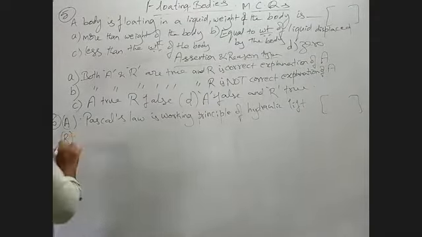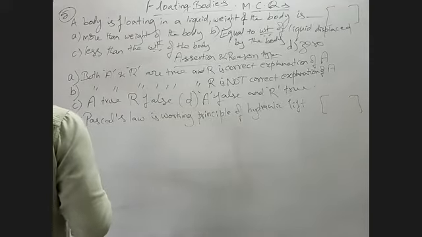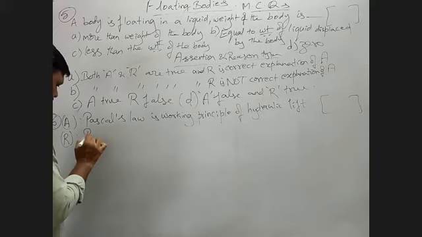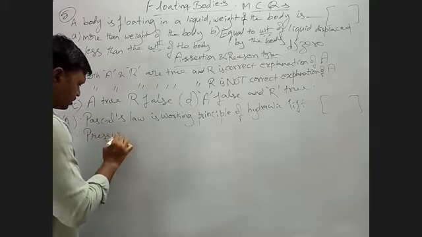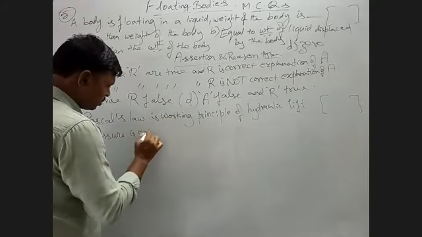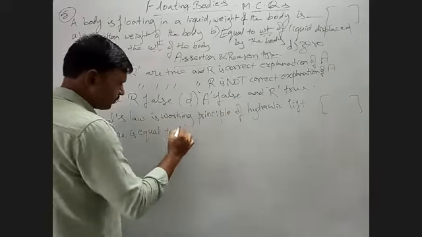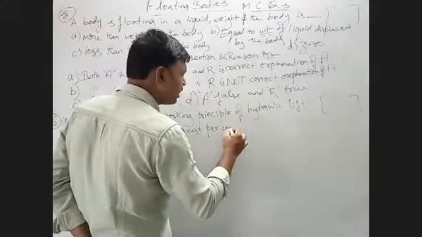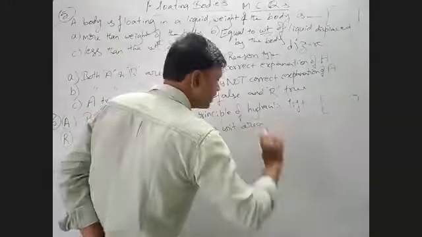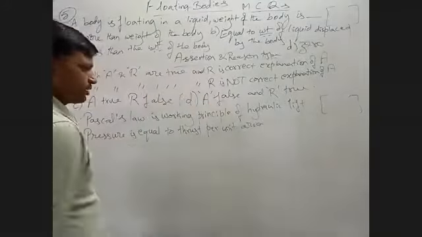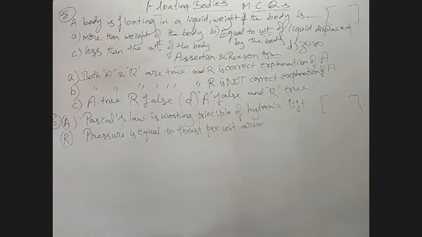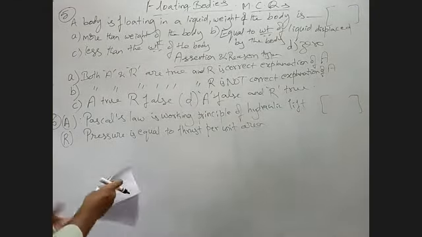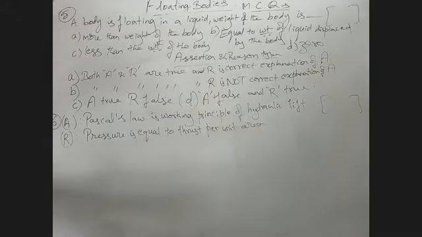The reason is, a very nice question actually: pressure is equal to thrust per unit area. This much only. Now we have to judge whether option A, B, C, which one is correct among these?